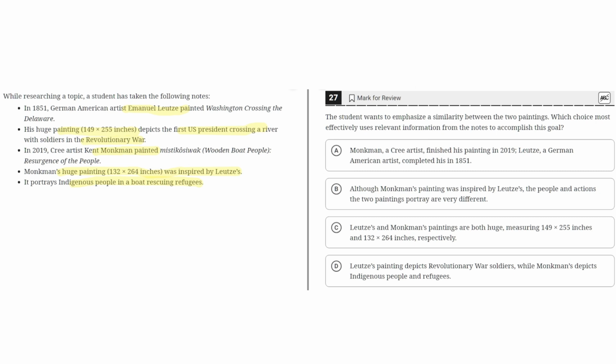So, the student wants to emphasize a similarity between the two paintings. Now, with this information, let's look at the answer choices to find the similarity.